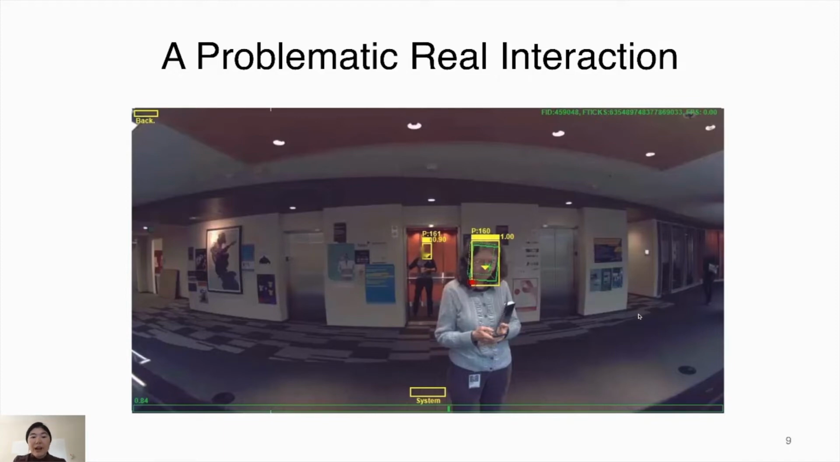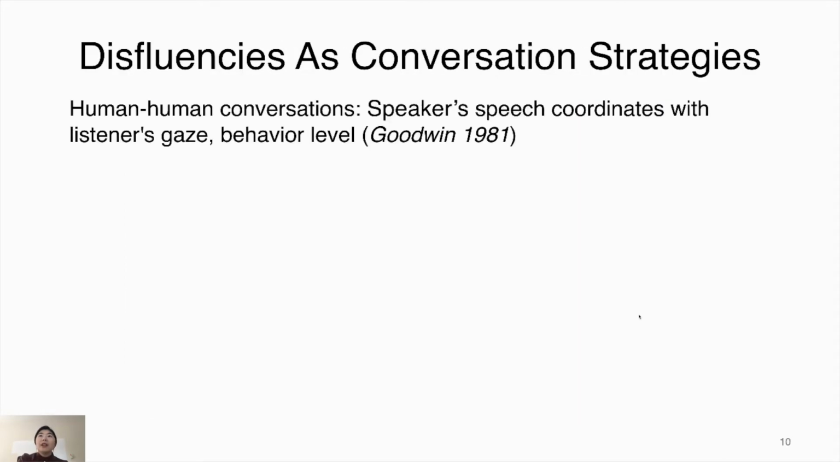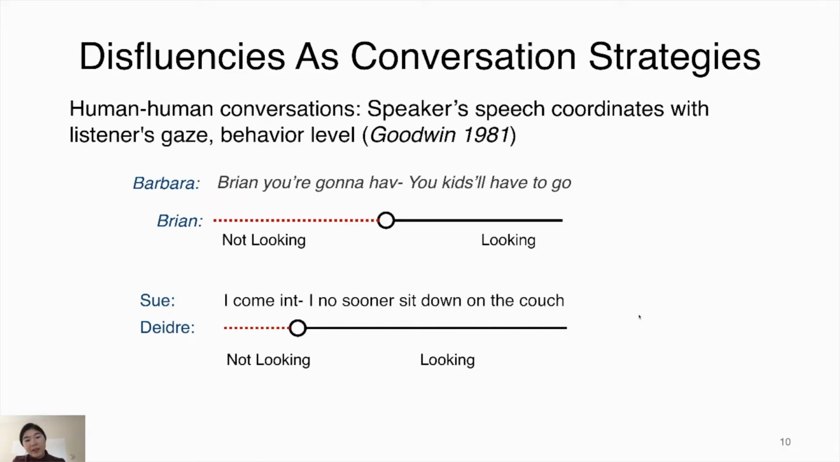attention during the interaction? There are different ways that we can gather such attention. We find that in human conversations, people sometimes use disfluencies to calibrate each other's attention. Here are some examples by Charles Goodwin. He found that in human-human interactions, you may have not noticed, but when you really think back, we actually do that a lot.